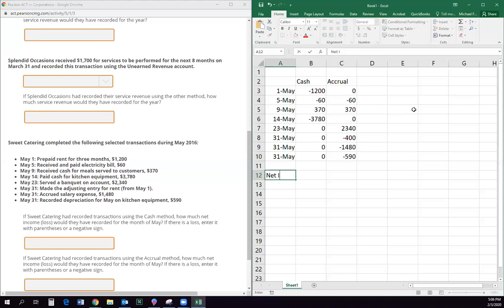So our net income, if we remember, is just the sum of all of these, our revenues minus our expenses. So under the cash basis, our net income is going to be negative $46.70. And then under the accrual basis, our net income is going to be positive $180.